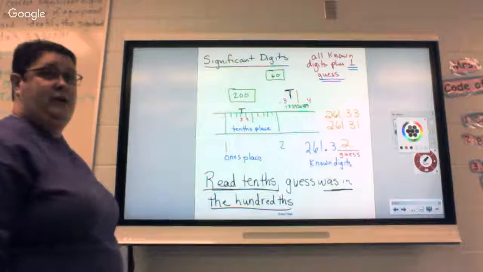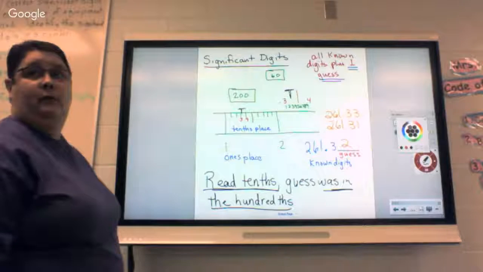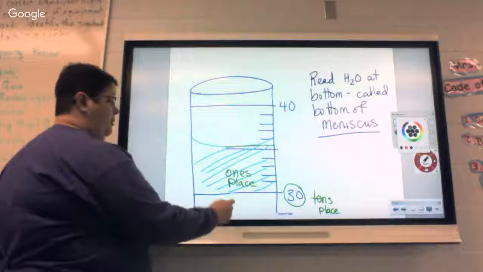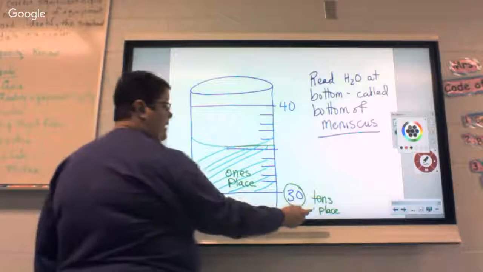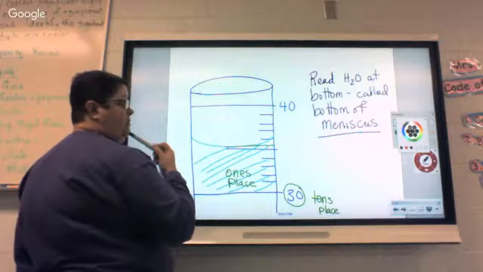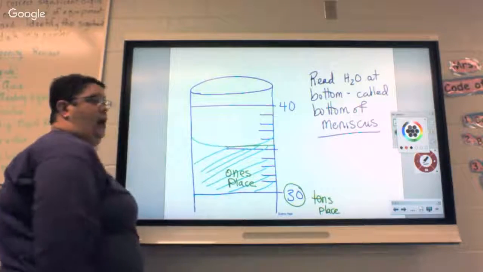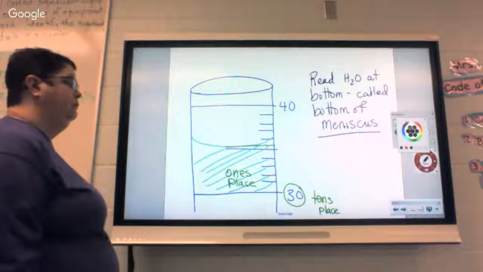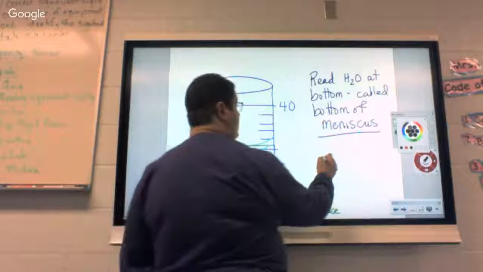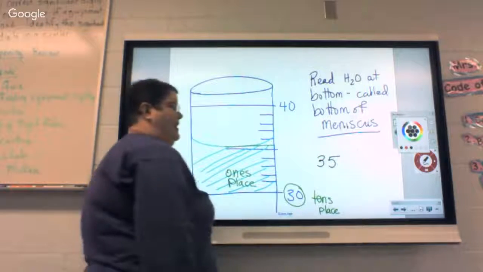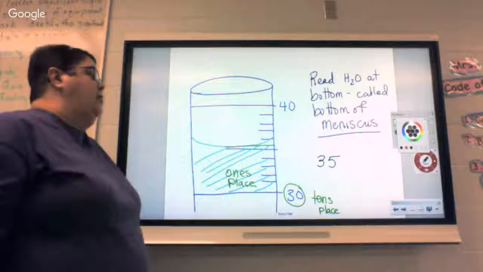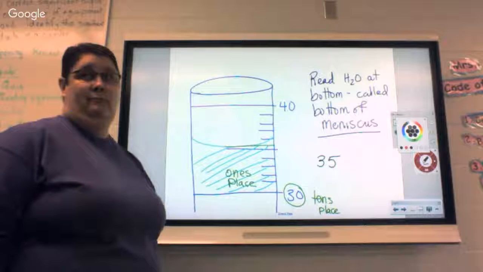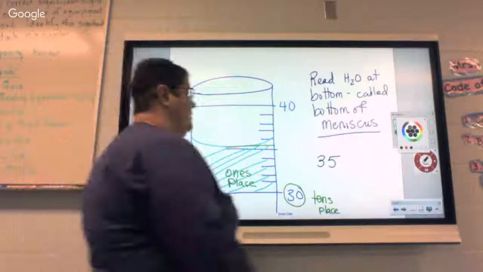So let's look at the graduated cylinder. Do I need to wait a minute? Okay. So if we're looking at this one, it reads tens here. So this is the one. Okay. So what one do I know? What am I definitely past? I'm past 35. Okay, so those are my known digits. That's it. All I know is 35. So that means what? My guess is in the tens.